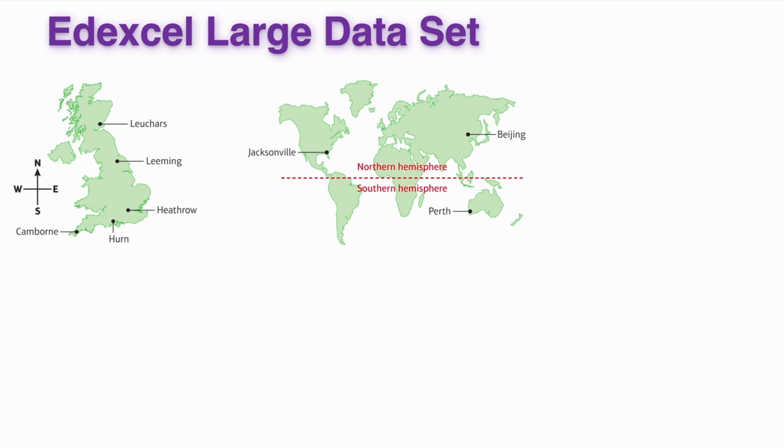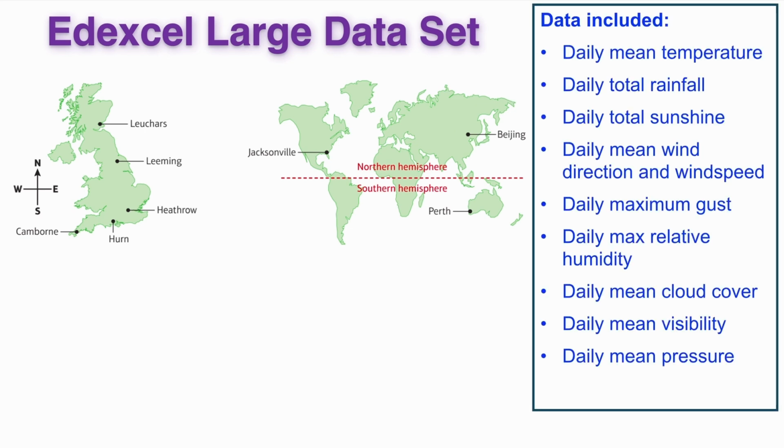And you'll need to be able to apply the content and the concepts you've learned throughout the stats course to analyze this large dataset. And this will include everything from calculating averages, interpreting graphs, and comparing datasets. The dataset includes various weather elements like daily mean temperature, total rainfall, sunshine hours, wind speed, and much more.